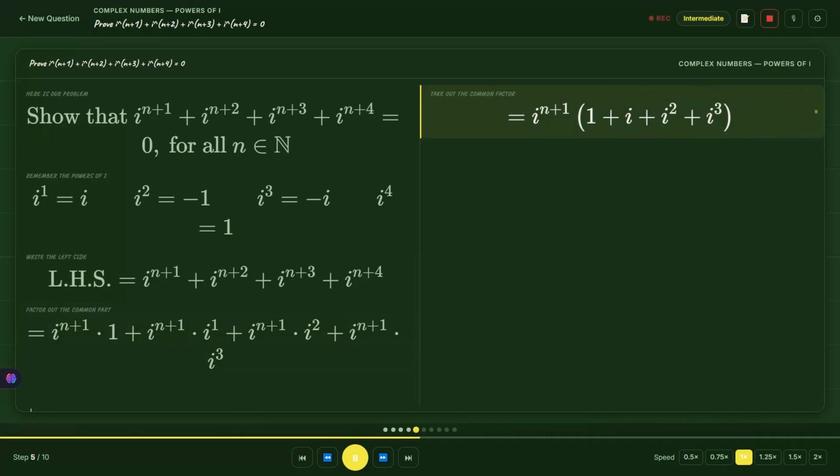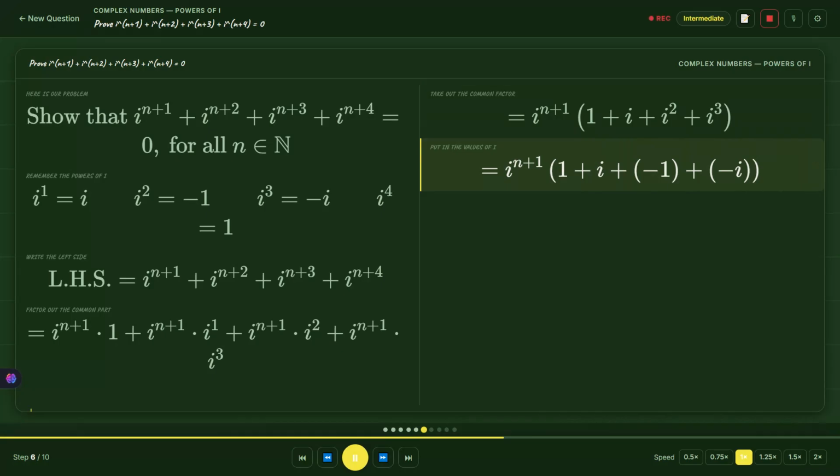Now we can see that i to the power n+1 is in every single term. So we pull it out to the front, just like taking a common toy out of every box. What's left inside the brackets is 1 plus i squared plus i cubed.